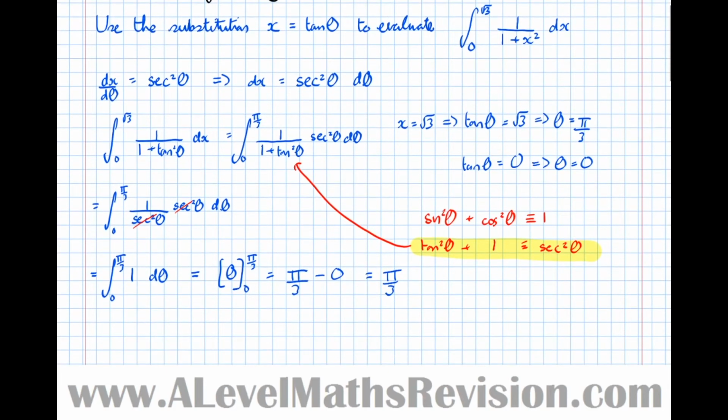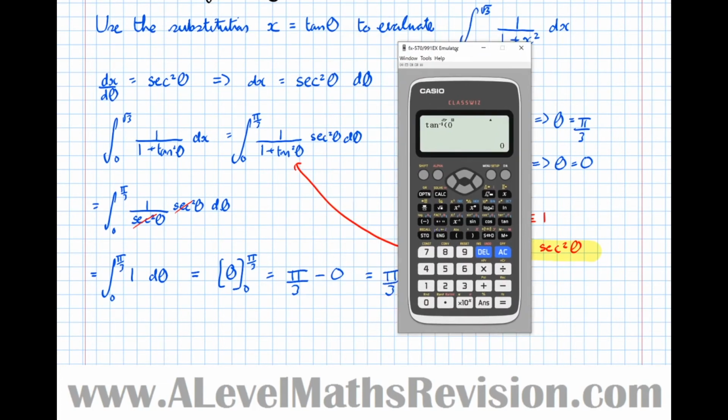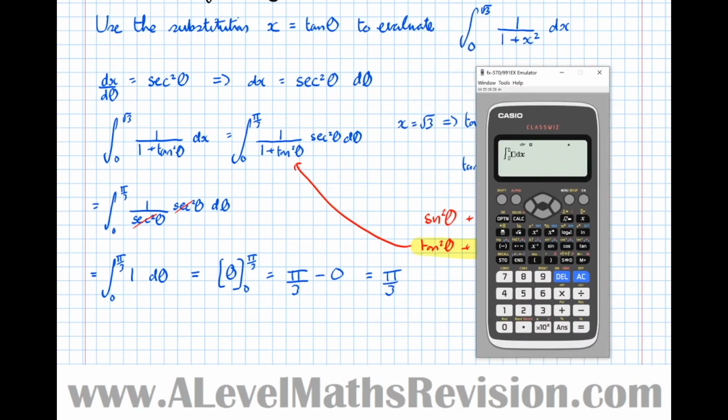So now let's check the answer on the calculator just to make sure we've got it right. A little bit of a hack to checking this: the integral, and let's put the original question, between root 3 and 0 of 1 over 1 plus x squared dx, and we get a third pi.